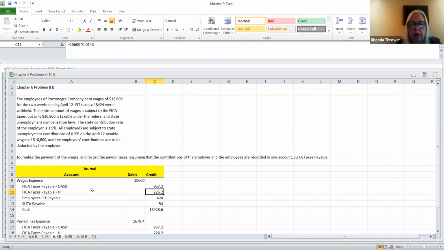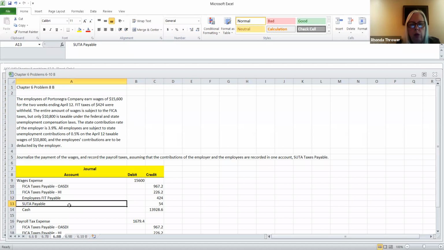Both of these are liabilities. They increase on the credit side. That's why we're putting them in the credit column of the journal. The employee's federal income taxes payable was a given amount of $424. So just plug that in there. That was given. It too is a liability, so it would be credited.